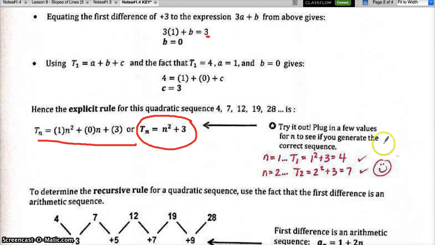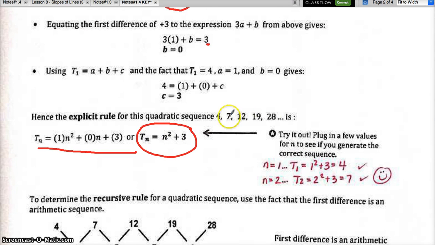You can do a little check. Plug in a 1: 1 squared plus 3 is equal to 4. Yes, that was the first term. Plug in a 2: 2 squared plus 3 is equal to 4 plus 3, which is 7. So yes, you can see that we did get the sequence which was our original sequence.